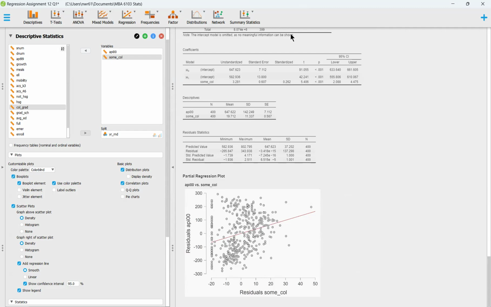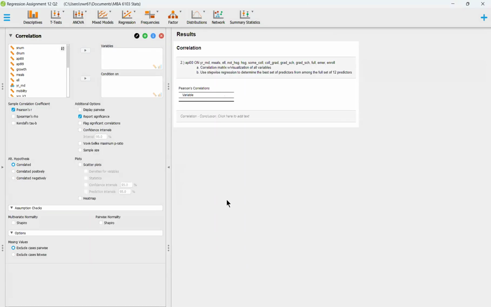And now we're going to move on to, not that one, question two. This is a similar concept. API on year-round, meals, L, not HSG, HSG, some college, college grad, grad school, full enroll. Oh boy, that is a lot of variables.